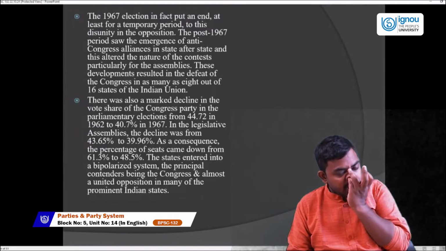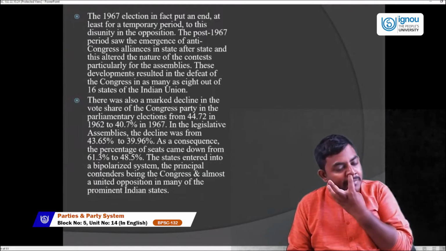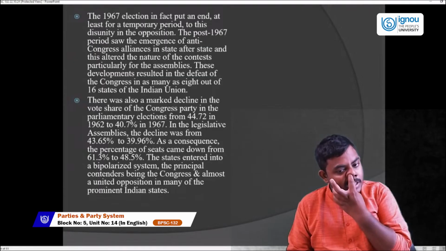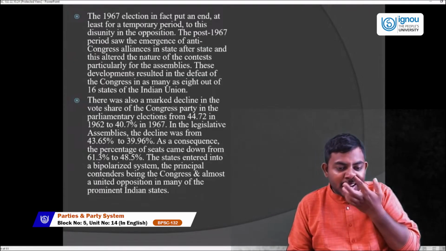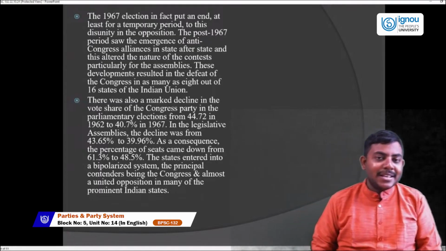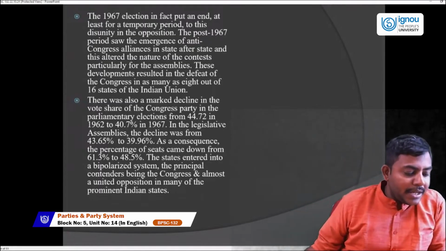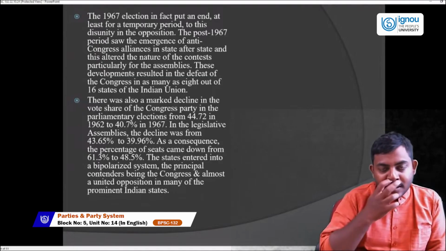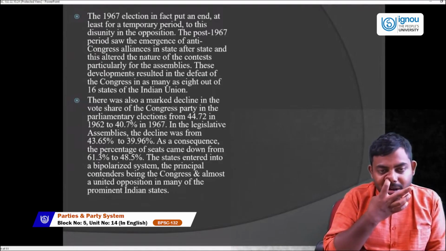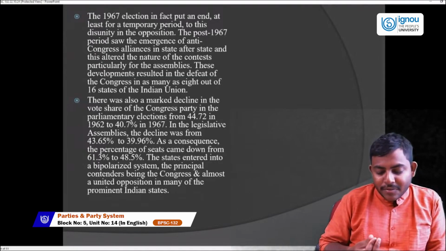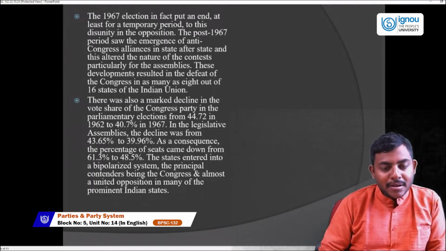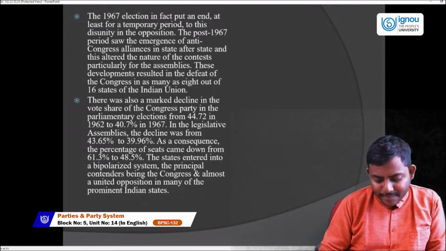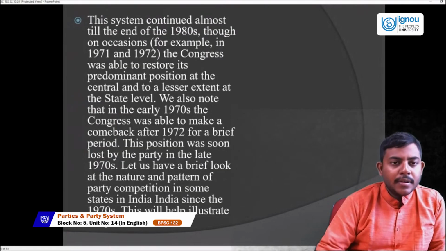The states entered into a bipolar system, the principal contenders being the Congress and almost a united opposition in many of the prominent Indian states. And these opposition parties were also formed from the Congress party only. For example, the Bangla Congress, which unseated the Congress from power in 1967 in West Bengal. It was formed by Ajoy Mukherjee, who himself had been a Congress leader and who then became the first non-Congress chief minister of West Bengal.